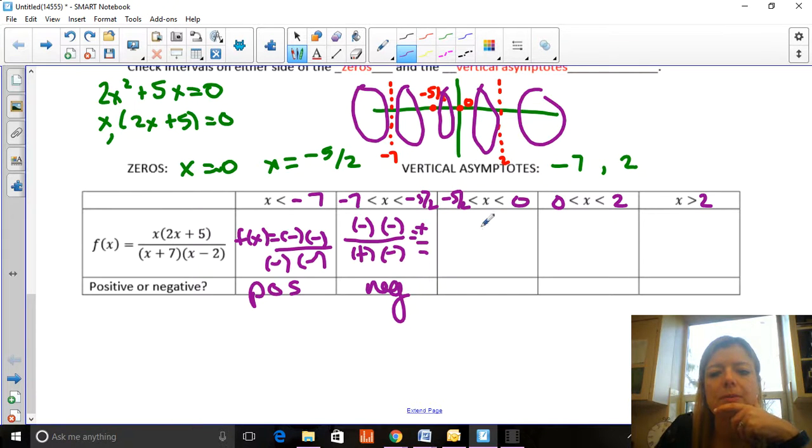Between minus 2.5 and 0, x is still a negative guy. For 2x plus 5, let's think about if you have like minus 1, that'd be minus 2 plus 5. So that becomes positive now. And then x plus 7 is positive.